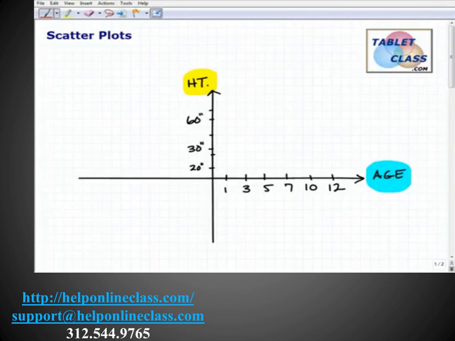So let's go ahead and make up some quick examples. Let's say we know somebody who's 1 year old, 20 inches. A 5-year-old person, maybe say 40 inches. A 10-year-old, maybe they measured around 59 inches. 12 years old, maybe they're a little bit taller, say 70 inches. That's pretty tall, a little bit taller than average, but let's say that was the case.